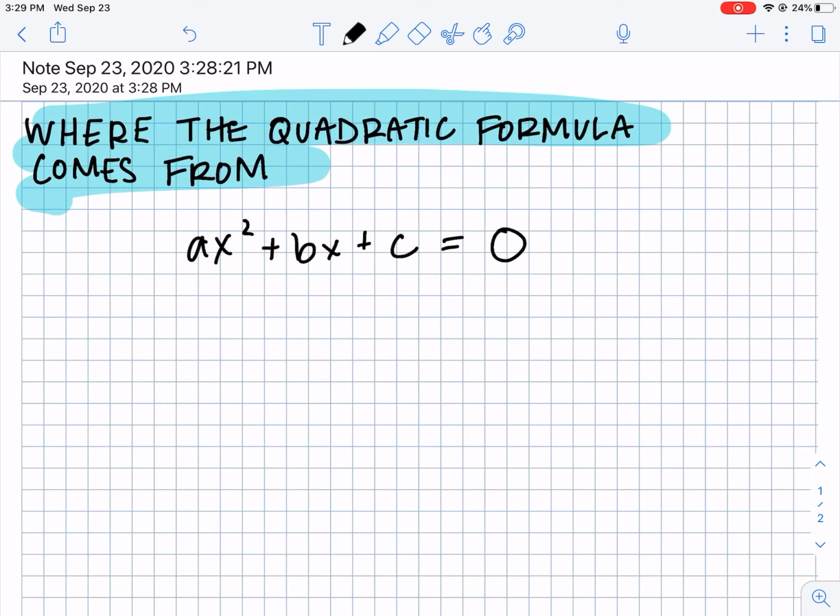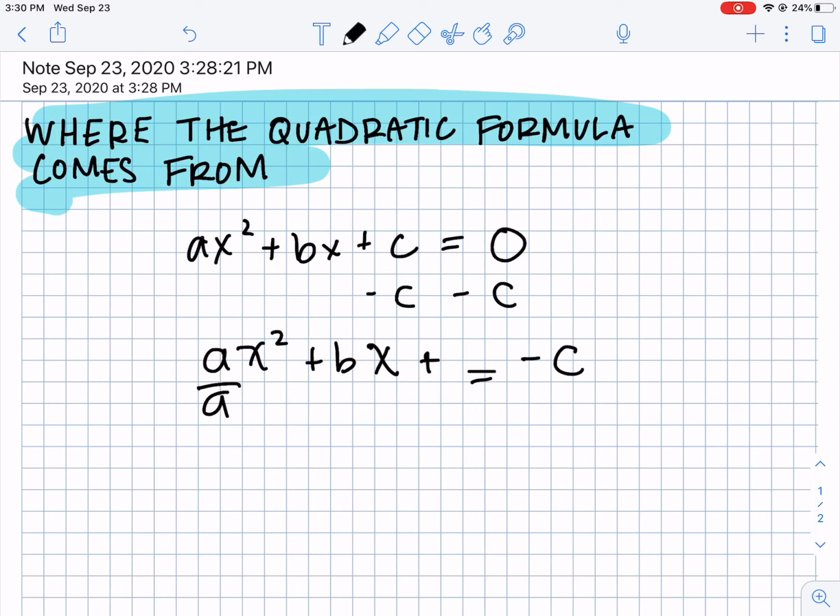Now, we are going to complete the square, right? This is the general form. So, first thing I'm going to do, subtract c from both sides of my equation. I get ax squared plus bx is equal to negative c. Okay, now we want to get the x squared plus bx by itself.